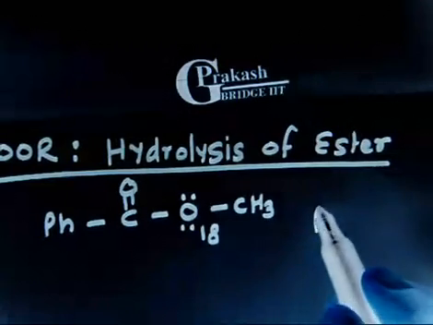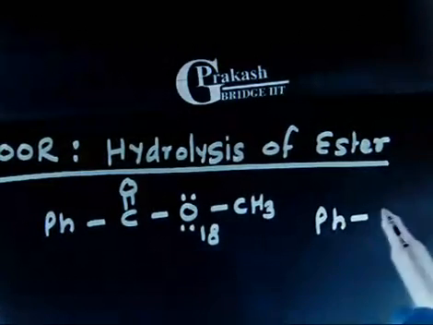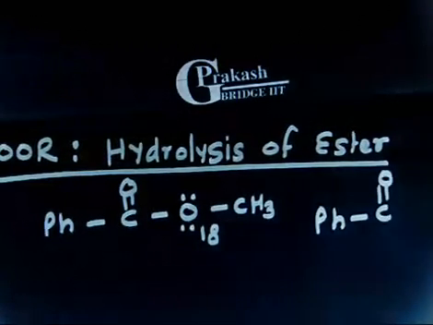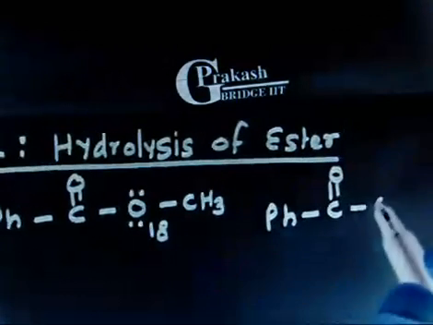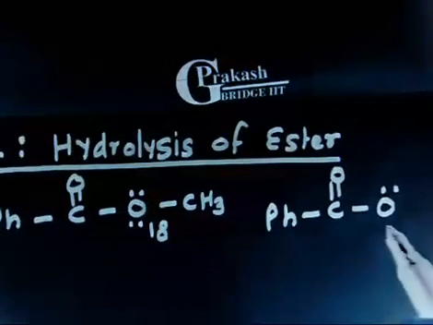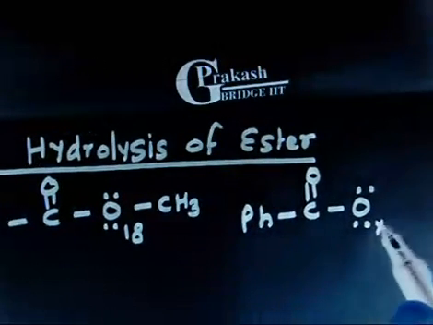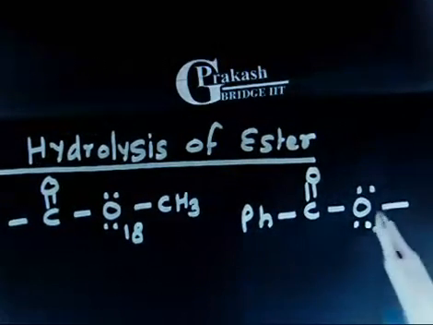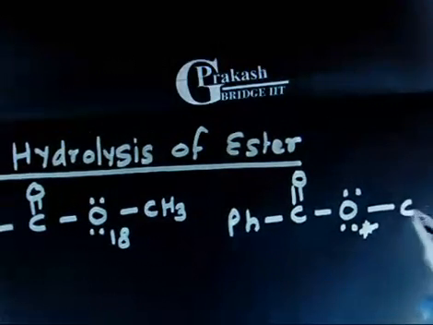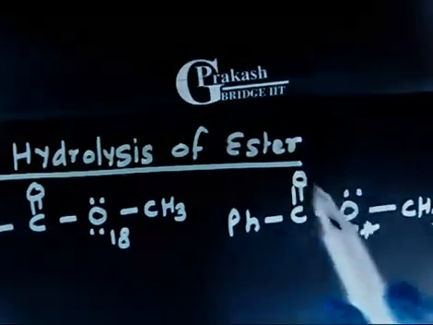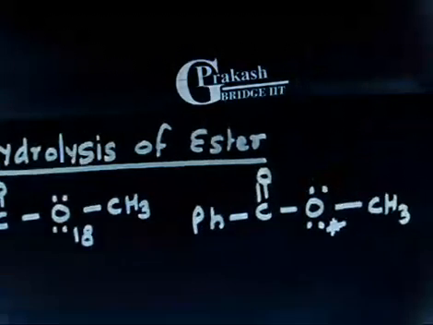So I can write the same molecule something like this, PhC double bond O, and here I have oxygen that is a labeled oxygen. This is not oxygen 16, this is oxygen 18. So let us make a star here so that one can understand this oxygen is a different oxygen. So this oxygen and this oxygen are different oxygen.